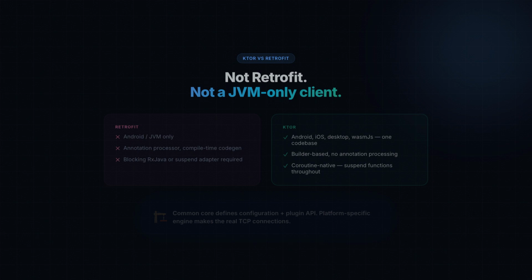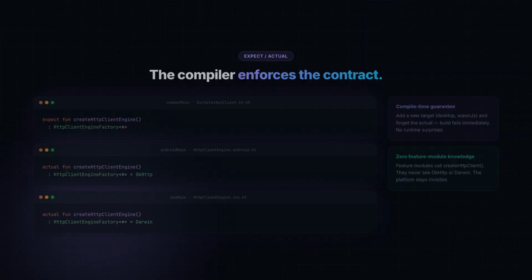You write your HTTP logic once in commonMain. The engine swap is invisible to your feature code. That is the exact pattern this project uses, and the rest of this episode is the code tour that proves it works. The bridge between common code and platform engines is a single expect function.